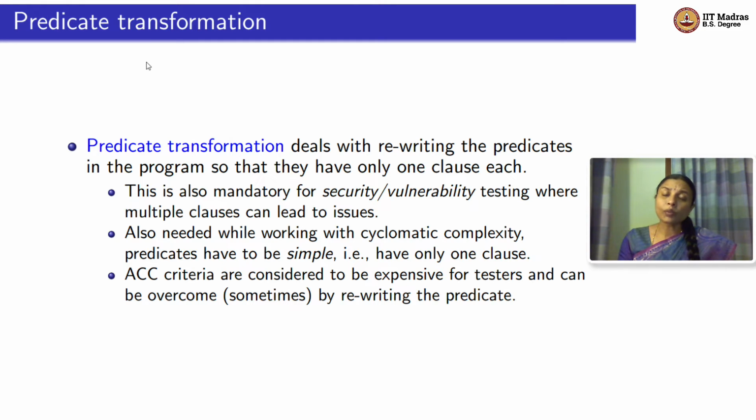Also, the other reason is while working with cyclomatic complexity. If you remember, we saw cyclomatic complexity in week 4, which is a classical coverage criteria for testing code. One of the requirements, implicit requirements, is that the predicates have to be simple.